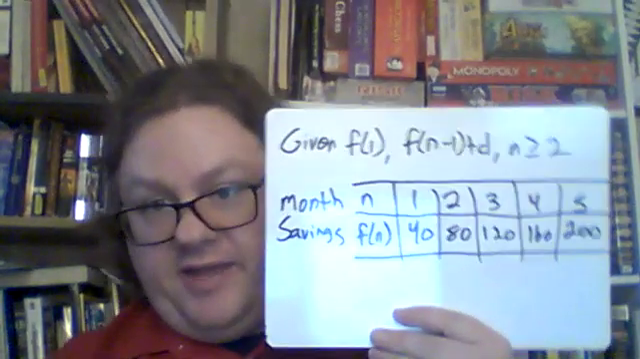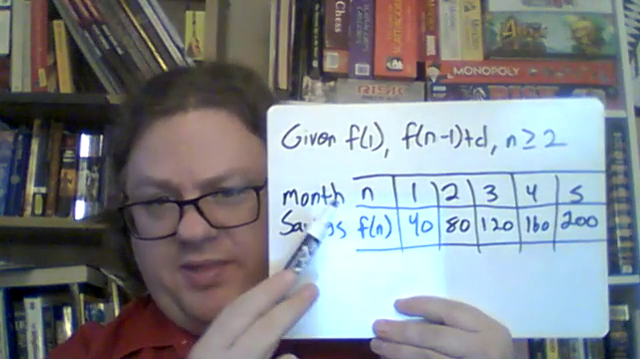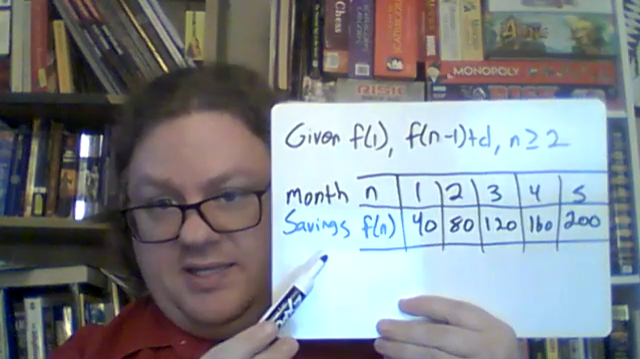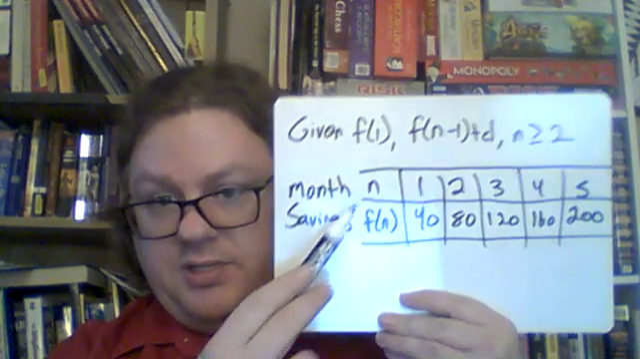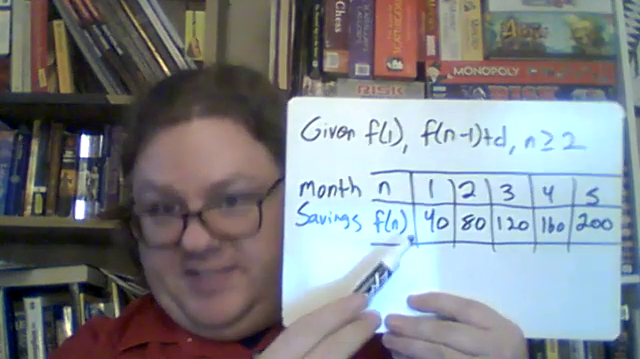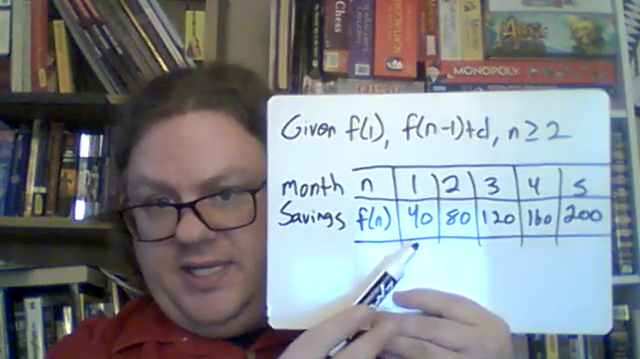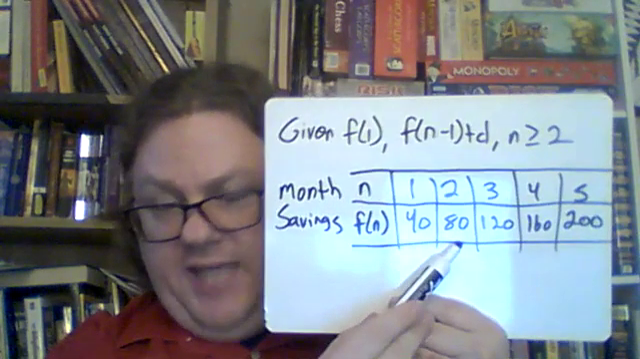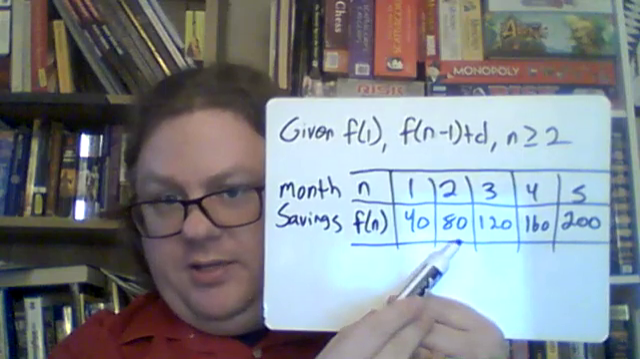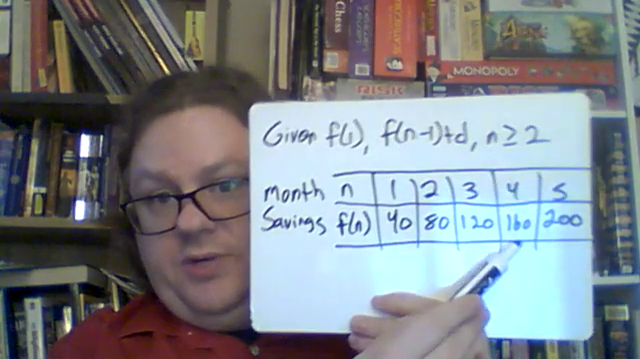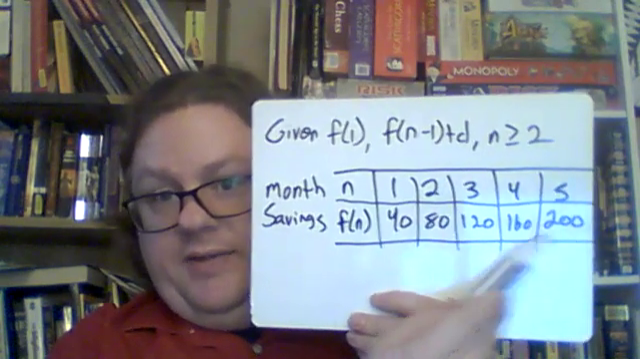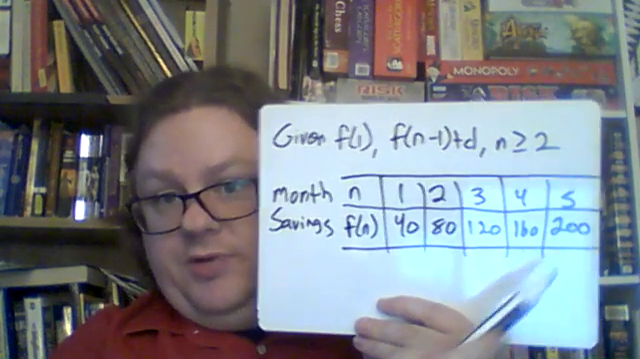So in this one example they give us, I'm going to pause for a second. Okay, here's this table of data they gave us. The month is n, and the savings in the bank account is f of n, the function of n. As n increases, the savings increases. It goes from 40 to 80, increased by 40. From 80 to 120, increased by 40. From 120 to 160, increased by 40. And then one more time, it increased by 40 to 200.